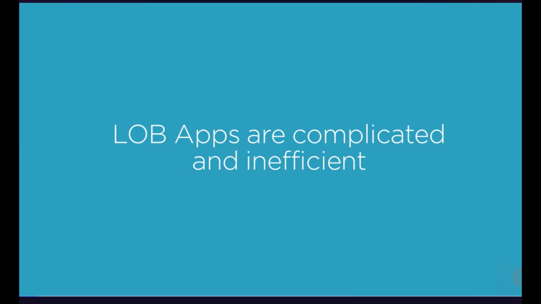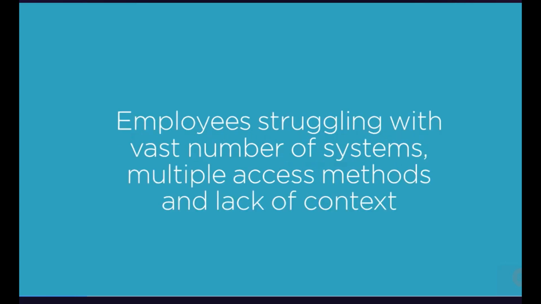LOB apps, even though they've been around for decades and people have used them, can be complicated and inefficient to use. Mainly because employees are struggling with just the sheer number of these applications. Oftentimes, these applications have been developed organically or maybe come to your company as part of an acquisition. As a result, there are significant differences between these applications in how you use them. So if a worker is assigned a business task, they may find themselves switching between these applications, causing a loss of context.